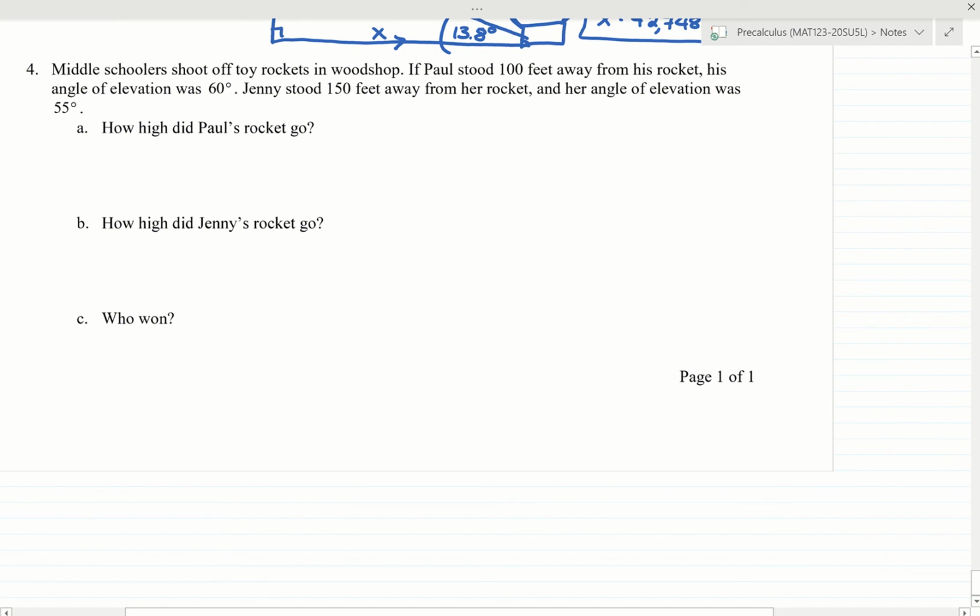Now for number 4, I remember doing this when I was in middle school. You shoot toy rockets up into the air, and whoever's rocket goes the highest gets like an A or something like that. So let's take a look. Middle schoolers shoot off toy rockets in wood shop. Paul stood, so here's Paul. He stood 100 feet away from a rocket, and the angle of elevation to his rocket was 60 degrees. Here's a rocket. Okay, so how high did his rocket go?